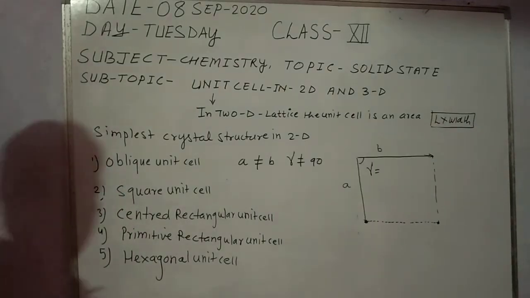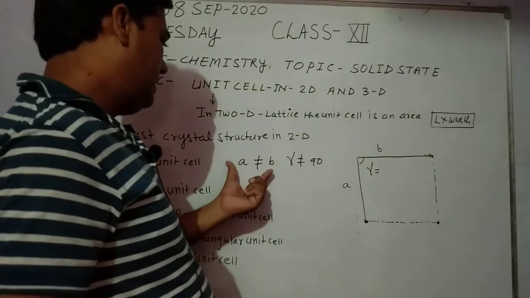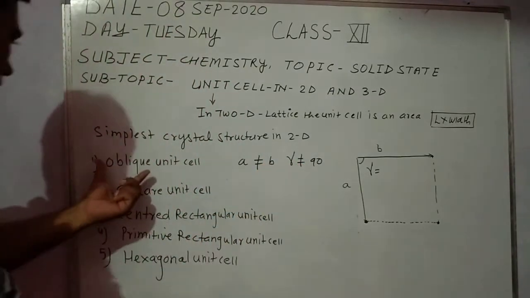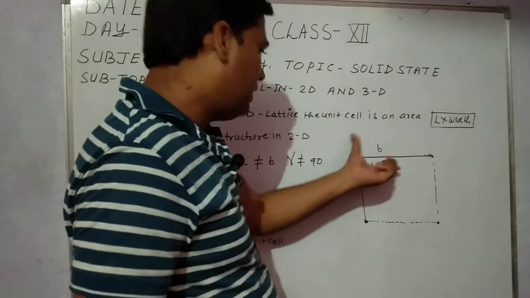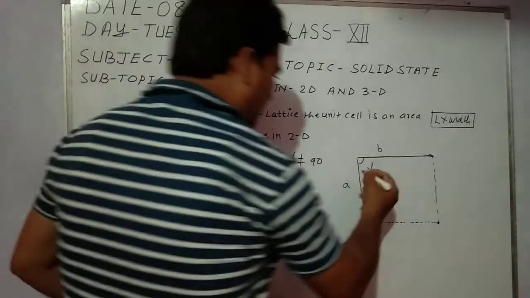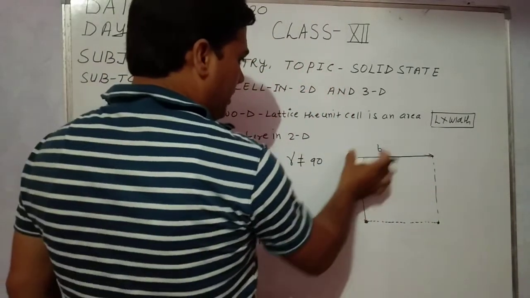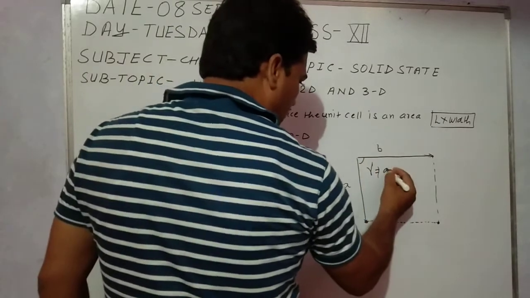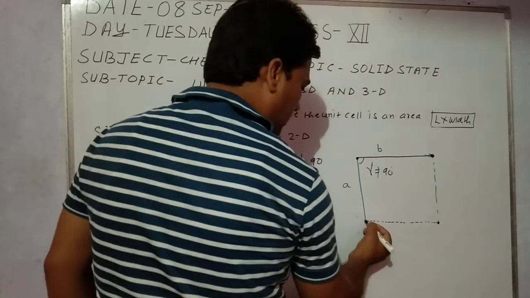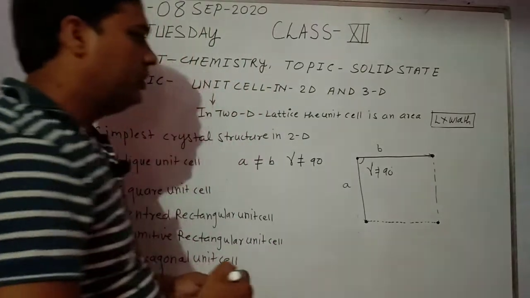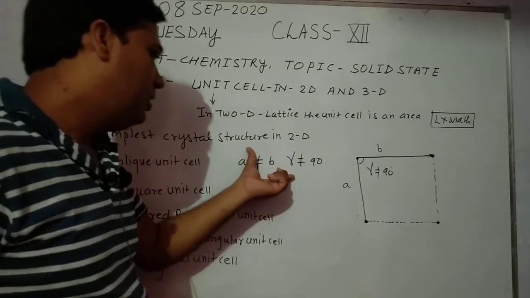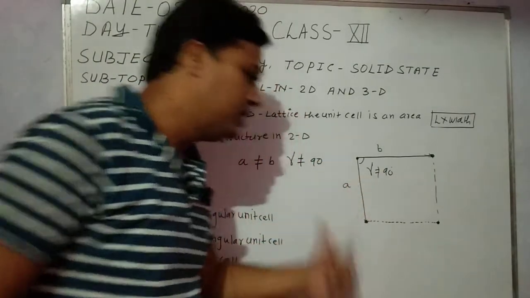Unit cell is characterized by edge length, that is A, B, and angle between the edges, that is gamma. In oblique unit cell, A is not equal to B and gamma is not equal to 90 degree. So this is A and this is B. And we can represent lattice point at the corner. So there are 4 lattice points. So in oblique unit cell, A is not equal to B and gamma is not equal to 90 degree.